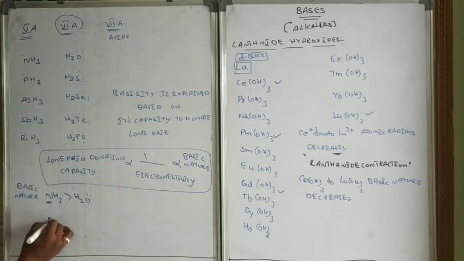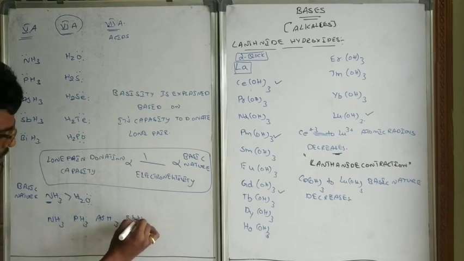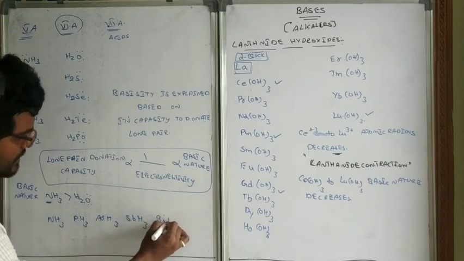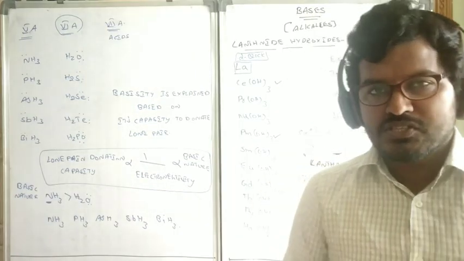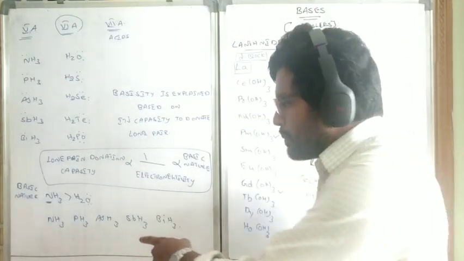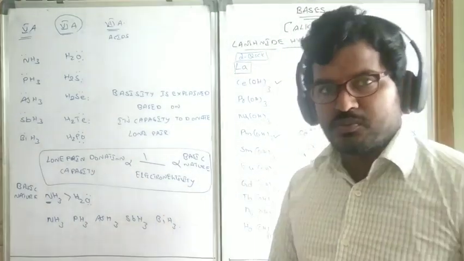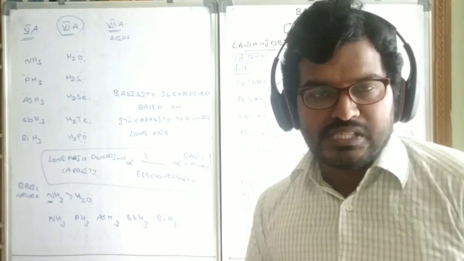Come to the group: ammonia, phosphine, arsine, stibine, bismuthine. Among these, which is more basic in nature? This is a very important question in the 10+2 examinations. Among ammonia and bismuthine, which is a strong base, and why?